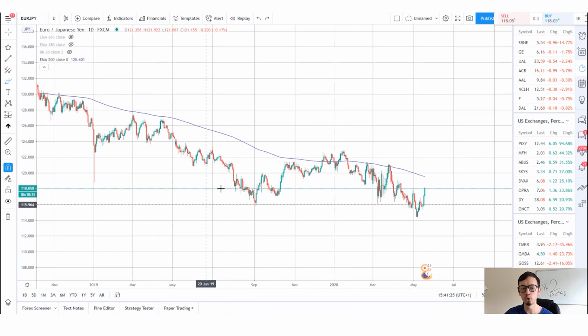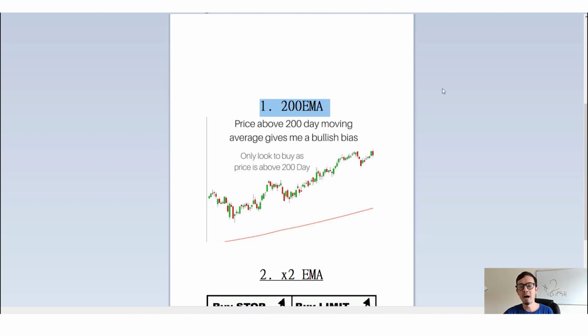Now we have the 200 EMA, which is this line. Basically speaking, by the book, if the price, if the candlesticks are trending above the moving average, then it's considered that the price is going up. So it's bullish, it's having a bullish momentum, a bullish pattern. So only look to buy as price is above the 200 EMA.